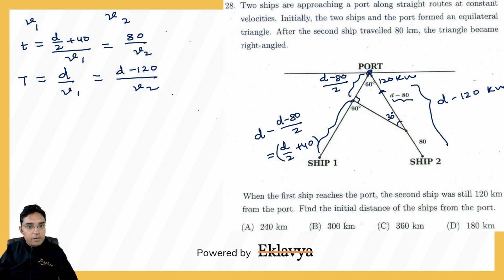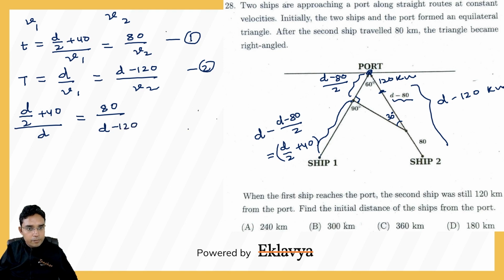Okay, now I think we can get this distance d by using these two relations. We just have to do the division. If I do that, we will be getting d by 2 plus 40 upon d, and that will be equal to 80 upon d minus 120. Okay, so let us do the cross multiplication. So we will be getting d square by 2, and the term of d will be 40 from here and minus 80 from here, so minus 40d.